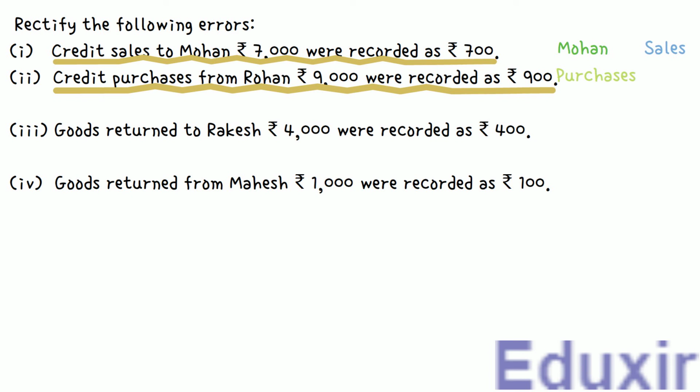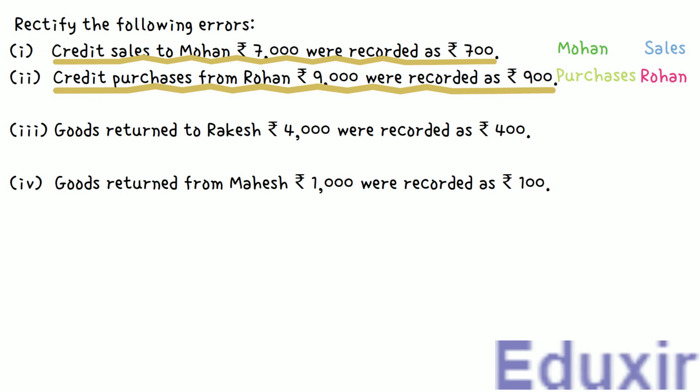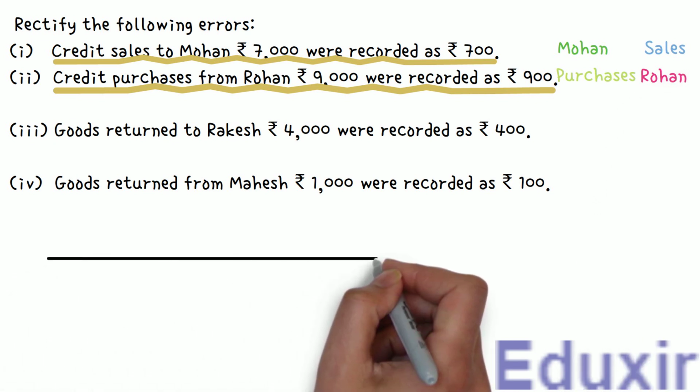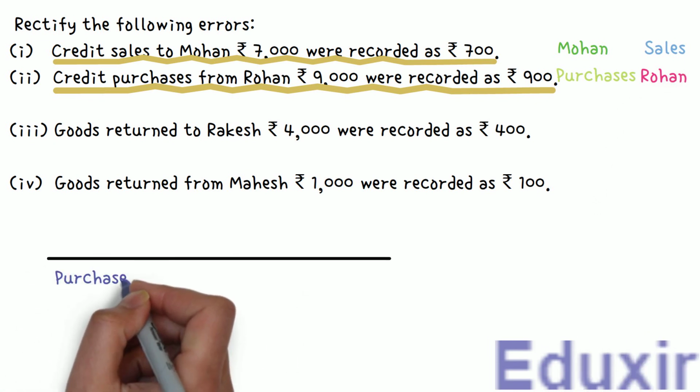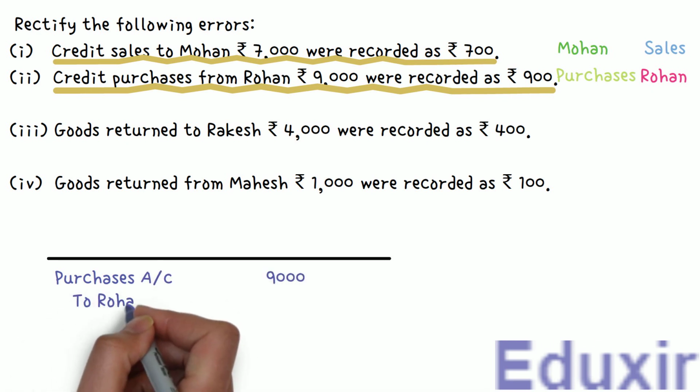At the same time, as these purchases are done on credit from Rohan, Rohan becomes the creditor of the business. In other words, the liability of the business to pay to the creditor Rohan is increasing in this transaction. The rule to record any increase in the liability is to credit the corresponding liabilities account. In this case, the creditor Rohan's account should be credited. So the correct entry should have been to debit the purchase account with 9000 rupees and credit Rohan's account with 9000 rupees.